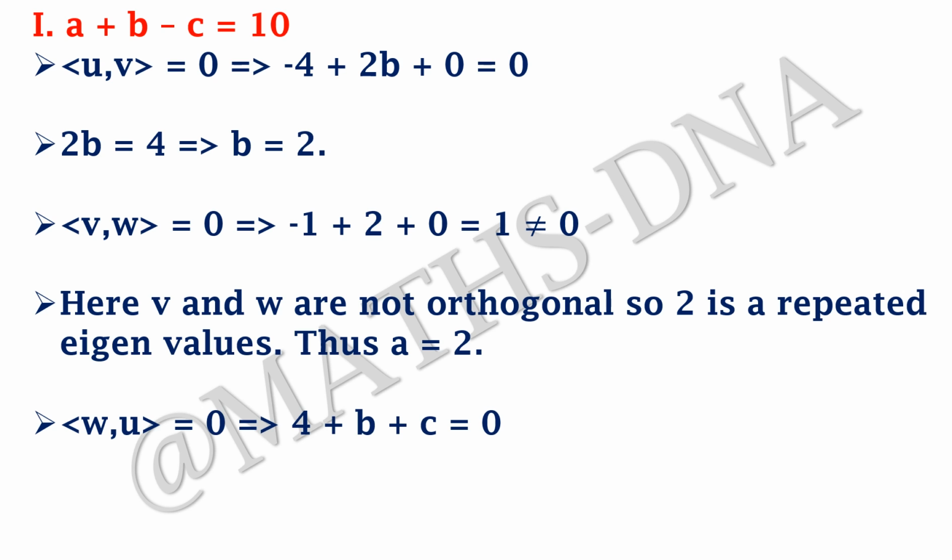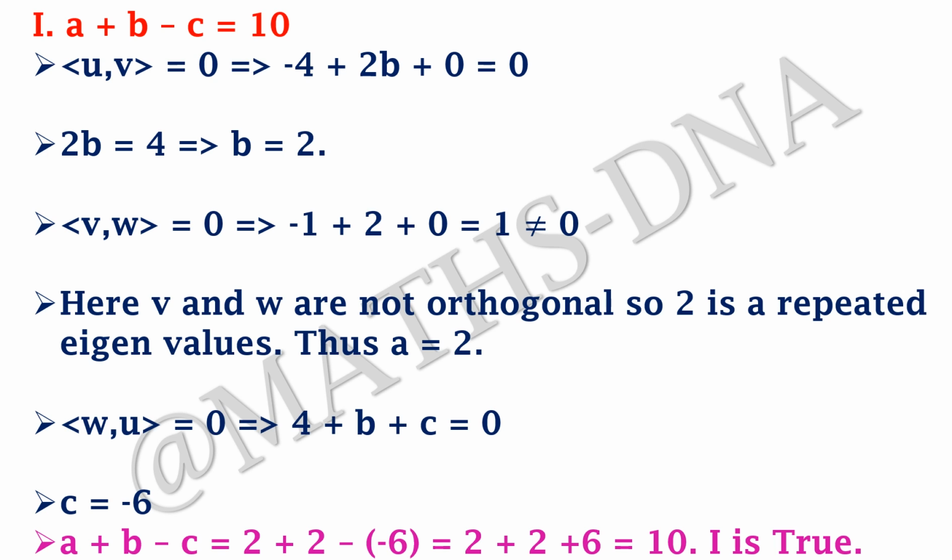Now the last one, w·u should also be equal to 0, that is 4 + b + c should be equal to 0. We already have the value of b, that is 2, so 4 + 2 is 6, 6 + c = 0, and this gives you the value of c, that is c = -6. Now when we have the values of a, b and c, we simply substitute them in the given equation, and that gives you your required answer, that is a + b - c = 2 + 2 + 6, which is equal to 10, and the first statement is correct.